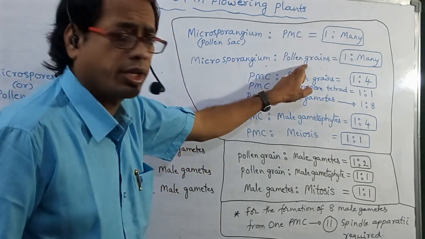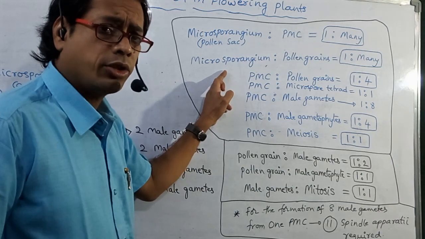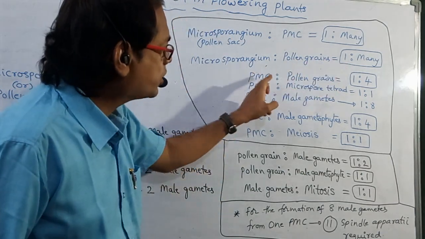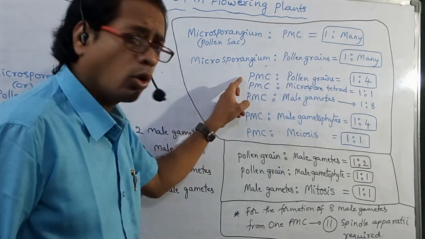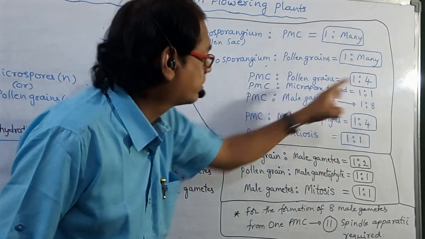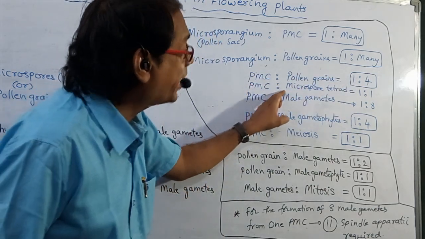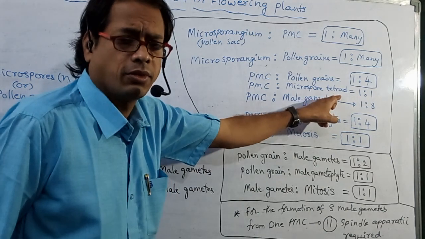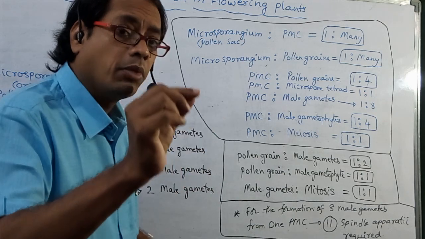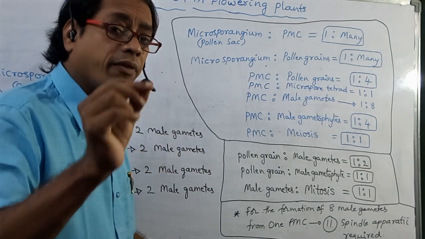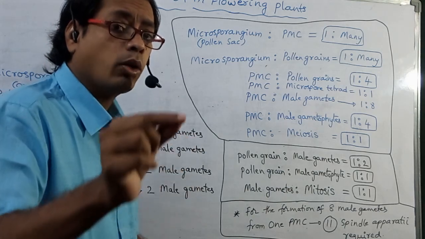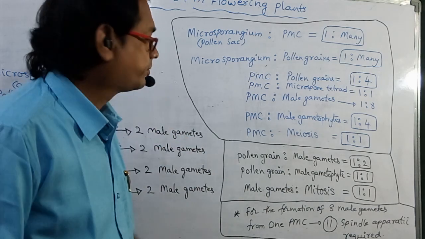Microsporangium is to pollen grains. One microsporangium produces a number of pollen grains, 1:many. PMC is to pollen grains. One pollen mother cell gives rise to 4 pollen grains. Pollen mother cell is to microspore tetrad, 1:1. That 4 cell structure is called microspore tetrad. Number of tetrads, we have to say 1. The ploidy of each cell of the microspore tetrad is haploid.